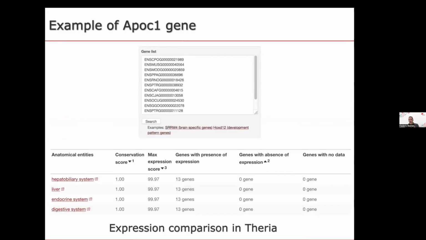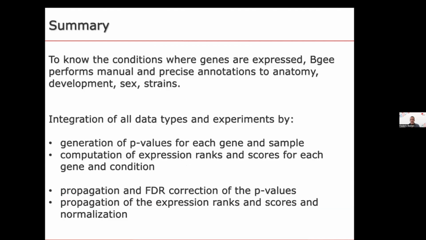And then you can look at the conservation of expression between species. Here I entered the list of APOC1 genes in mammals, I think, and you can see that, again, liver comes up as the most conserved expression, with 30 genes in all those species showing consistent expression in liver. So yeah, basically that's it. We are a bit late, so I stop here.